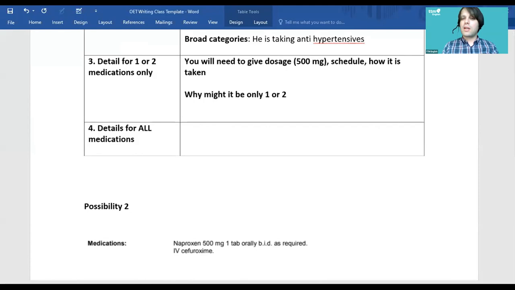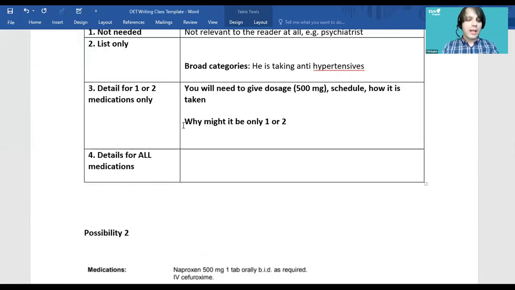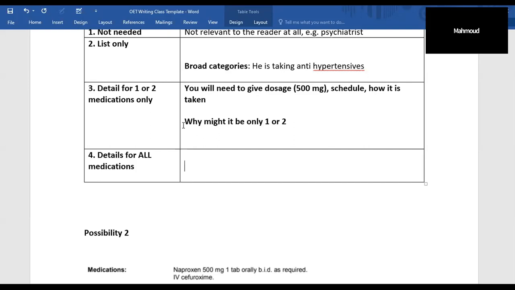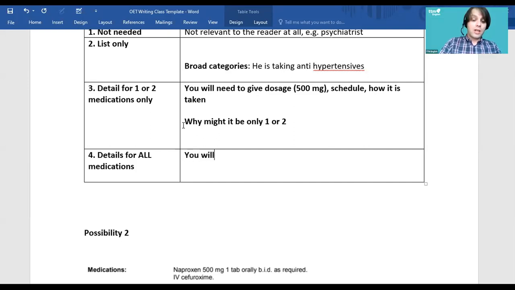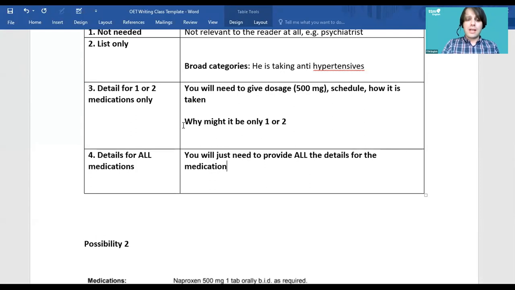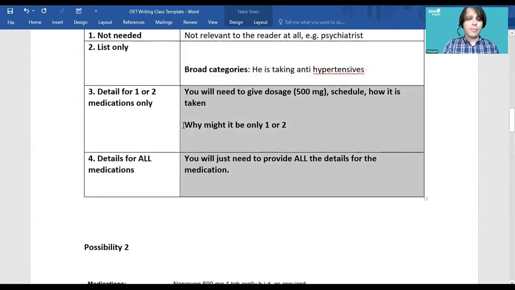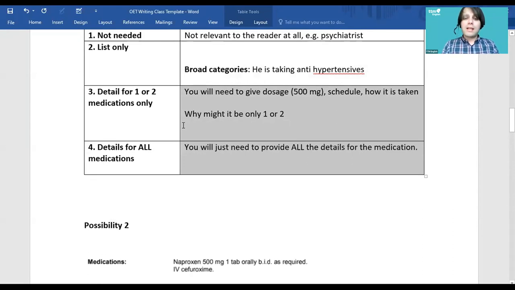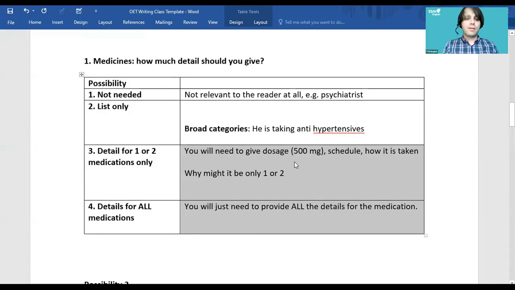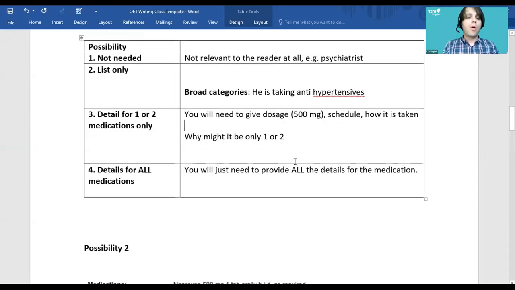The worst possibility is number four. That's the one where you're going to think, I'm unlucky in my exam, right? What is possibility four, Mahmoud? All details are needed. So sometimes you will just need to provide all the details for the medication, and that includes schedule, dosage, how it's taken. Okay? And a big part of OET writing, one of the skills, is deciding on what is the best one. What is the best one for you?